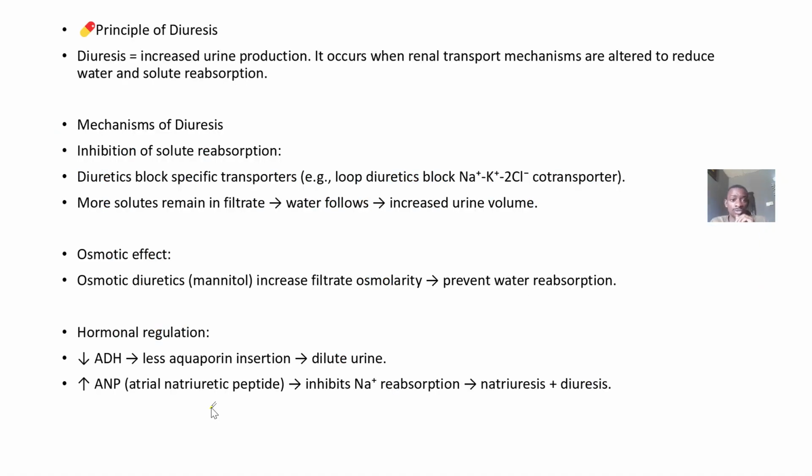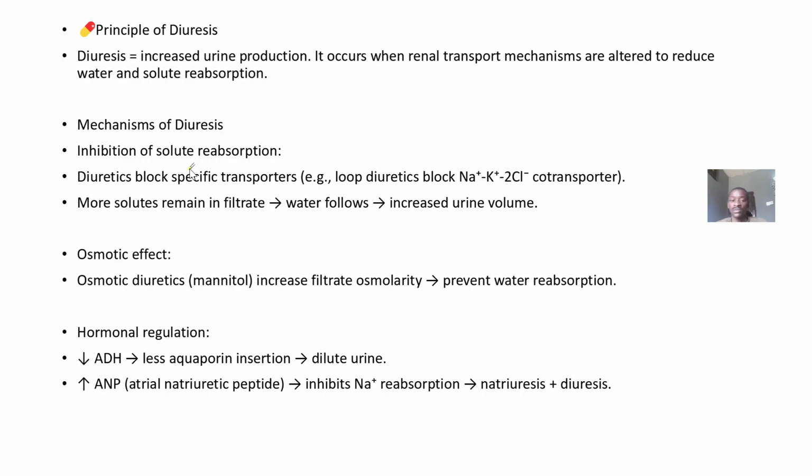Okay, so principles of diuresis now, after I've looked at the transport mechanisms, you should know that diuresis is just basically increased urine production. So it occurs when renal transport mechanisms are altered to reduce water reabsorption. Like you want to put out water from the body. Do you understand? So the mechanism of this diuresis is basically you can inhibit the various segments of the kidney from reabsorbing things. So this puts them out more.